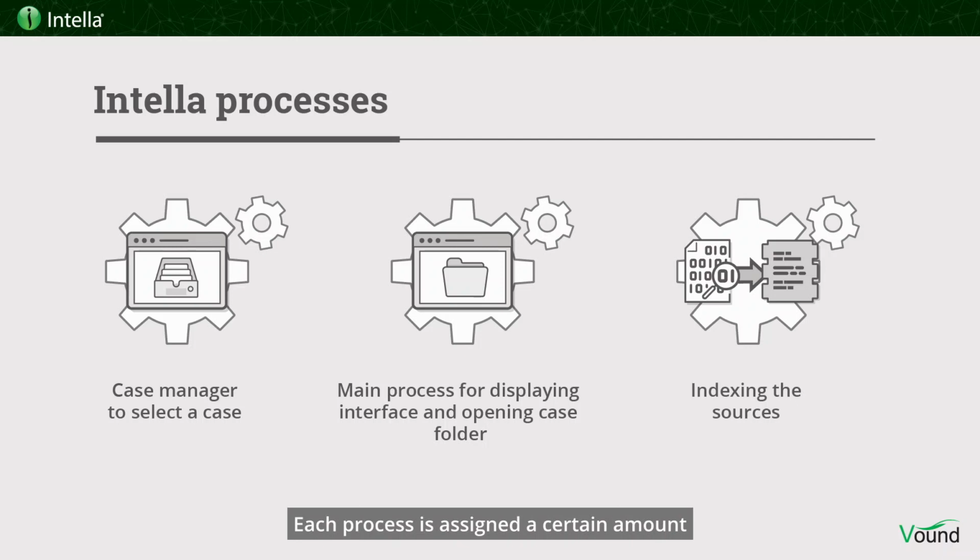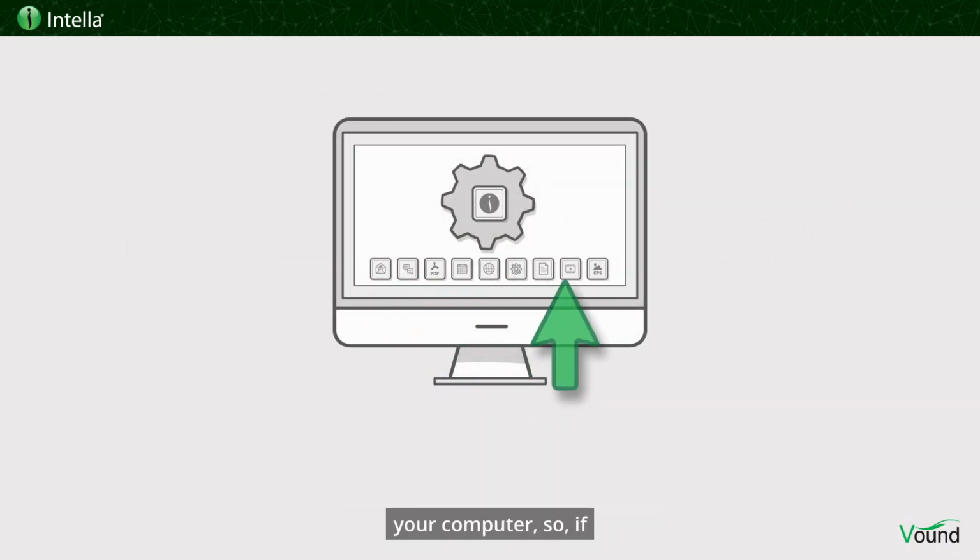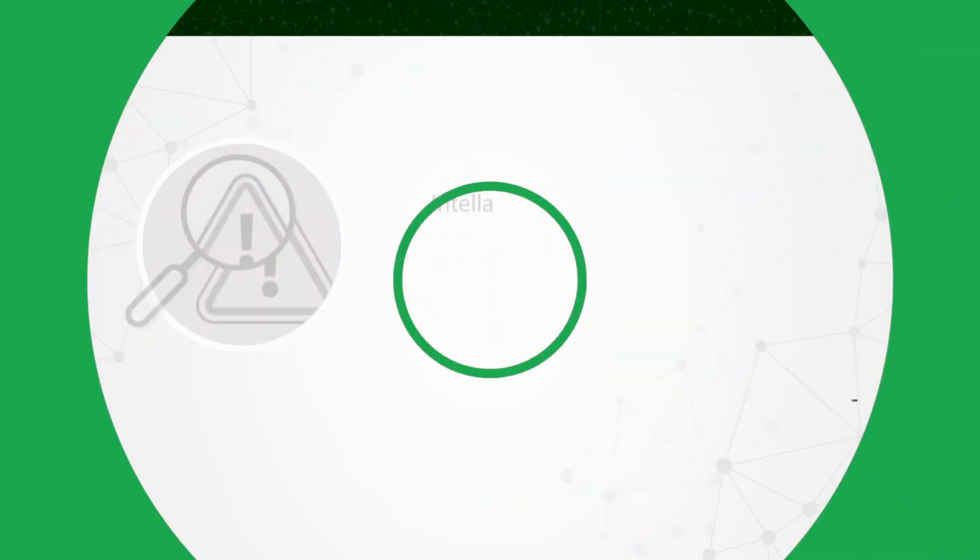Each process is assigned a certain amount of memory and CPU time. This helps to ensure that the computer runs smoothly. Intella is not the only application on your computer. So, if you run more applications, there will be less memory and CPU power available for Intella. Something to keep in mind.